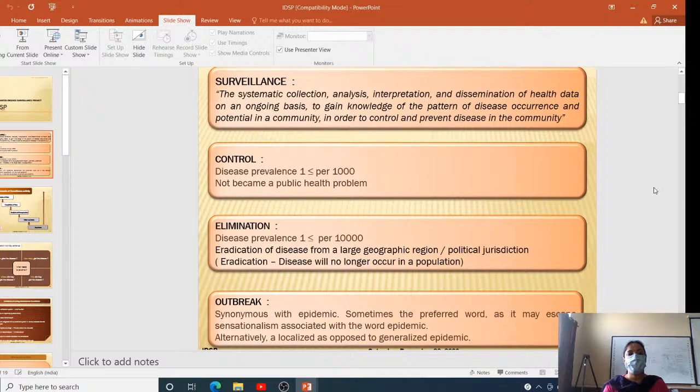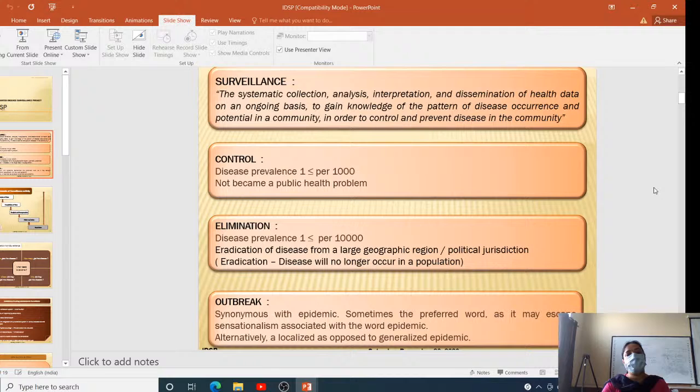When the disease prevalence is less than or equal to 1 per 10,000 population. Control is 1 per thousand, elimination is less than 1 per 10,000 population, and then we say that the disease has been eliminated from that community.